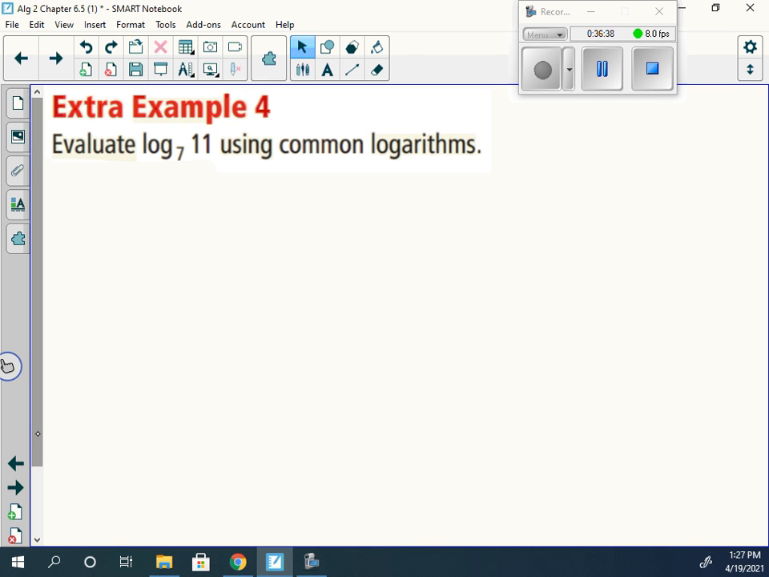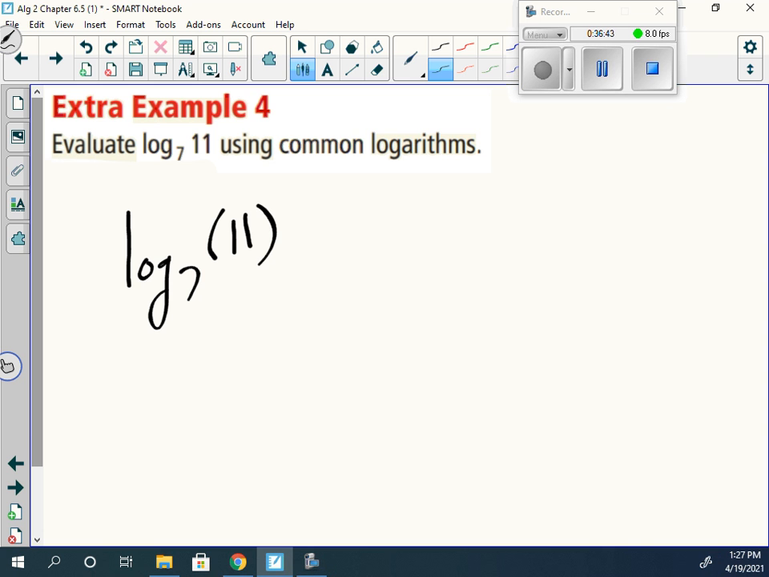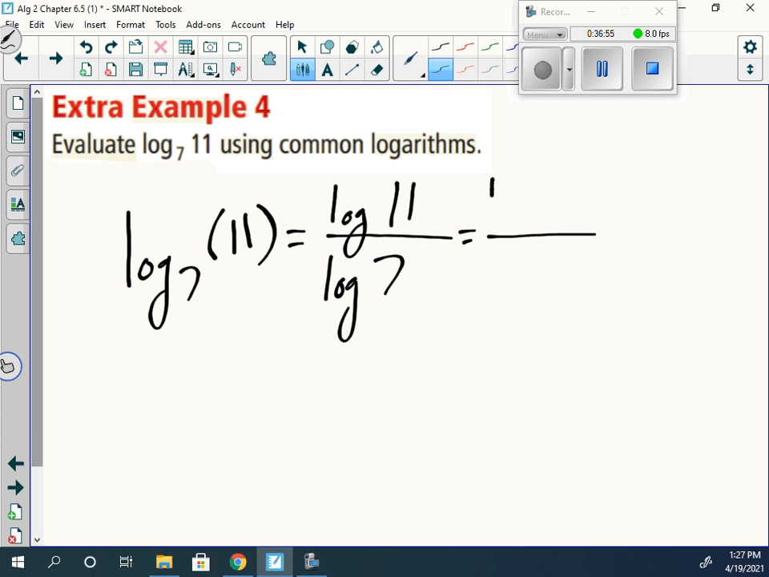So let's do another one. Log base 7 of 11 would be what? Log of 11 over log of 7. And that's it. If we want to use the change of base, that's all we're doing for these here. Now we could go the other direction as long as the bases are the same. So I could go to this here.